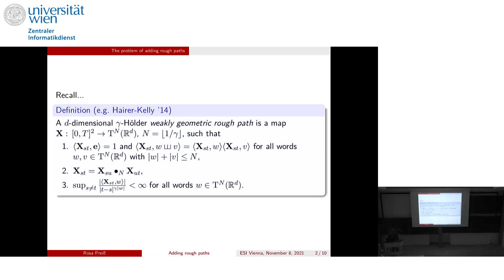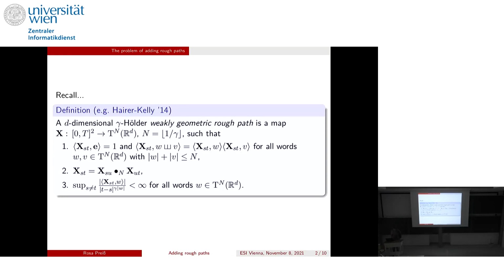So let's first recall what a rough path actually is. In the geometric setting, we have a rough path as a kind of functional on the tensor algebra, which is telling us how to define certain a priori undefined iterated integrals. Abstractly, we write this down as operations on words. And we have two algebraic rules. One is the shuffle relation, which is number one here. And the other one, number two, is Chen's identity.